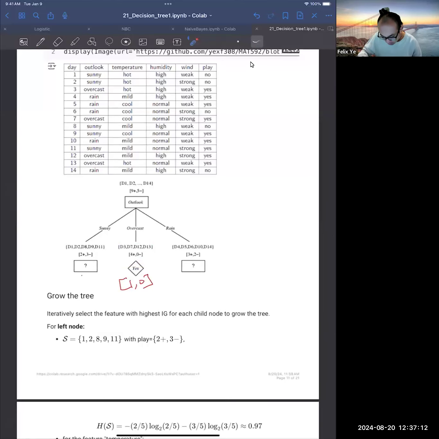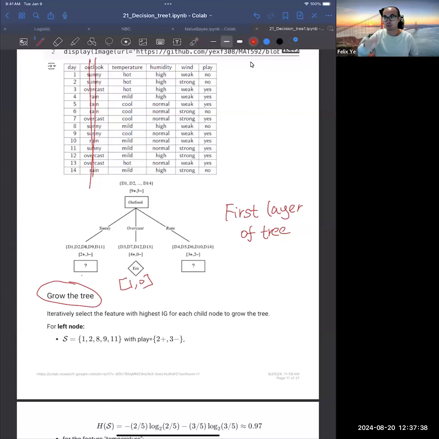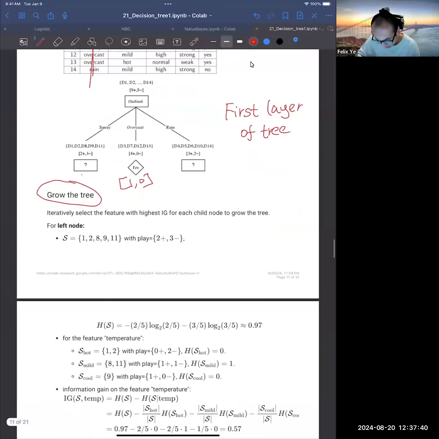So then we're going to remove this Outlook feature. There are 3 more features that need to be determined in order. So we need to grow the tree. We have already determined this is my first layer of the tree. So we need to grow the tree, to the second layer or even further.